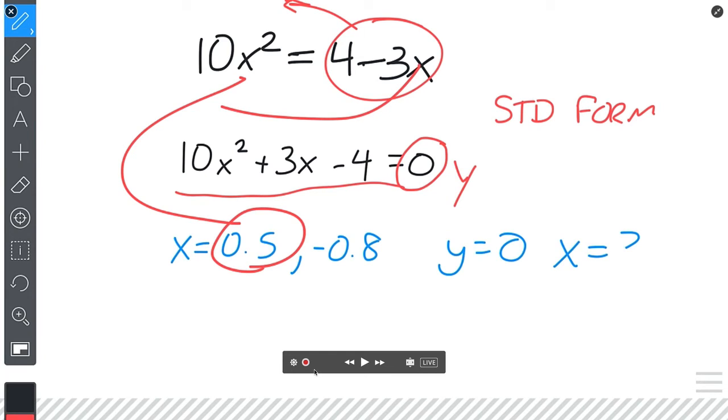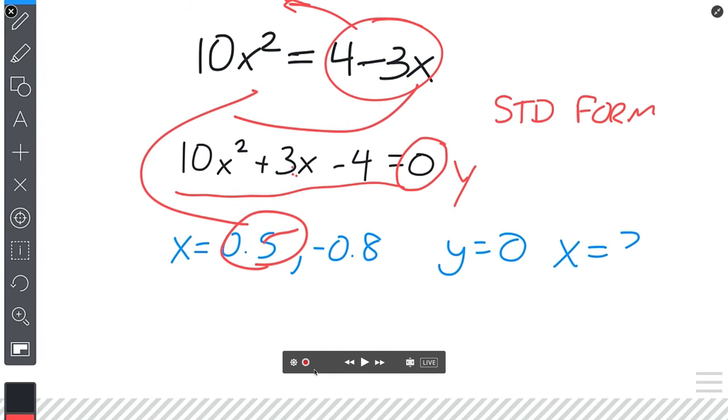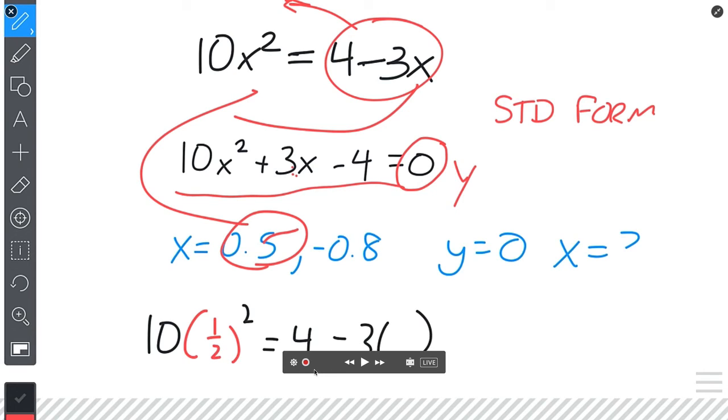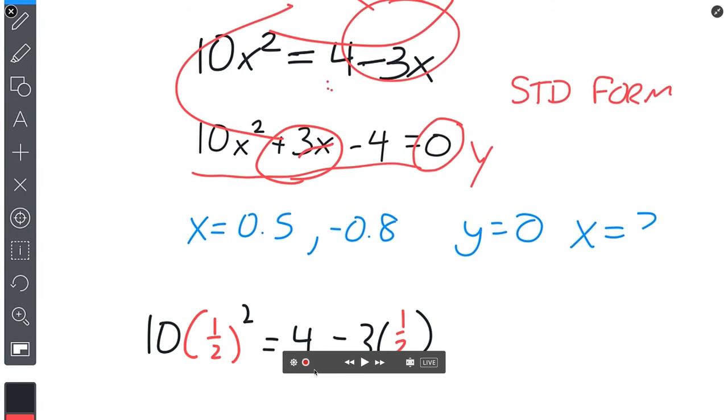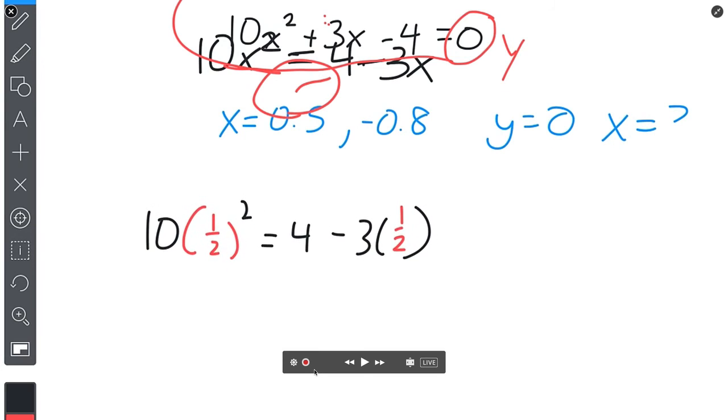So most of the work that you're doing is on the calculator, but you can do the check. So let's walk through the check and see what we get. Okay, so I'm going to bring down the 10, and this time though I'm going to say 1/2, or I could say 0.5 equals 4 minus 3 times 1/2. And we're just going to simplify that here. It's going to move some things around.